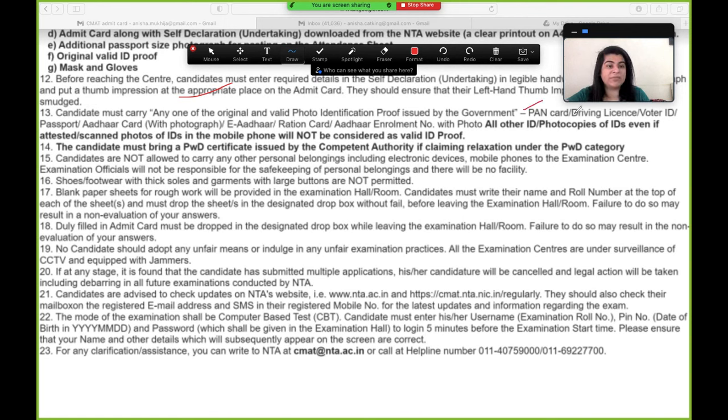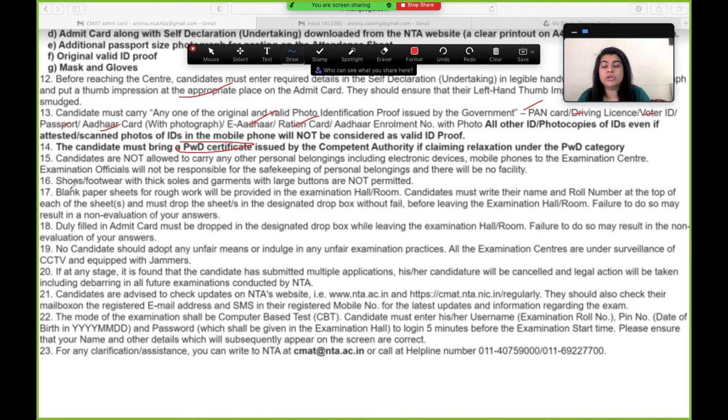You are allowed to carry your PAN card, driving license, voter ID, passport, Aadhaar card, e-Aadhaar card, or ration card, the original one itself. So do not carry scanned copies or photographs or show your mobile versions. That's not going to be accepted. You have to carry the original ID itself. Okay. If you are from the PWD category, you need to carry your PWD certificate as well along with you. Okay. No other belongings, like your mobile phones, watches, etc., will be allowed.